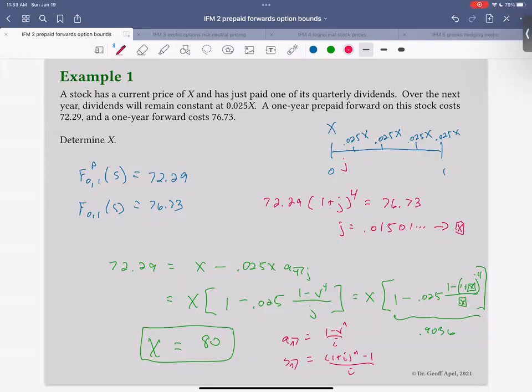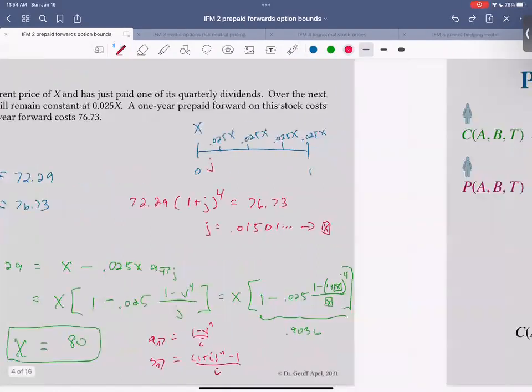It's actually pretty easy, just realizing that the prepaid forwards and forwards are connected through interest. You can use whatever interest you want. For us, it felt a little more convenient to use J. Don't feel like you have to use I. You could, but then you'd have to convert and it just becomes more problems. You could use continuous because they do a lot of that, but for us quarterly interest was probably more helpful. Okay, good.